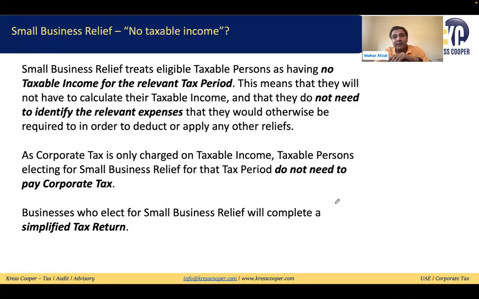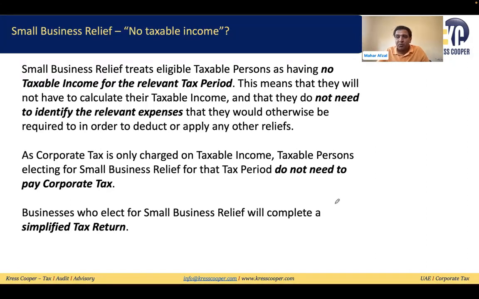So no taxable income, as I mentioned. They are subject to tax, but it will be assumed that they don't have any taxable income. Once they don't have any taxable income, it means they don't have any taxable profits. So the businesses that are opting for the small business relief are not liable to calculate the taxable profit. They are not liable to make any adjustment in their revenue or in their accounting profits.